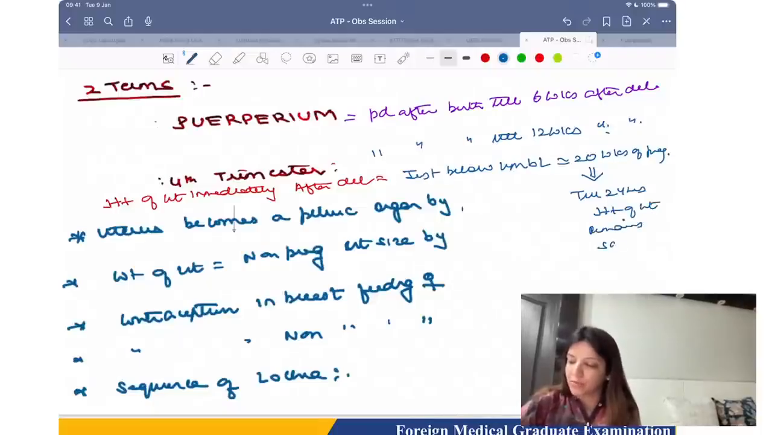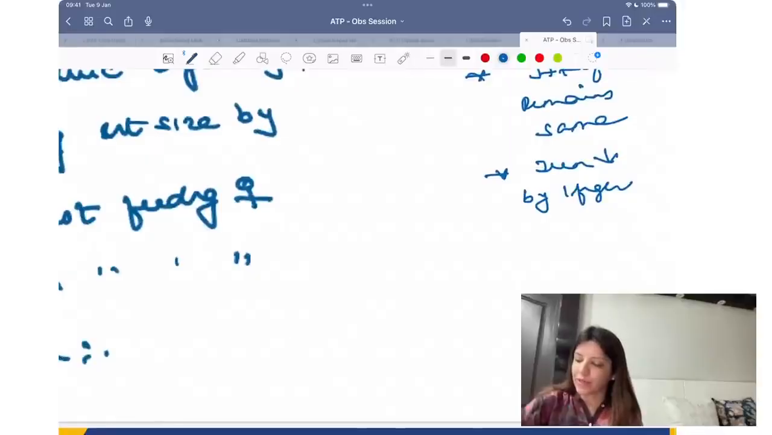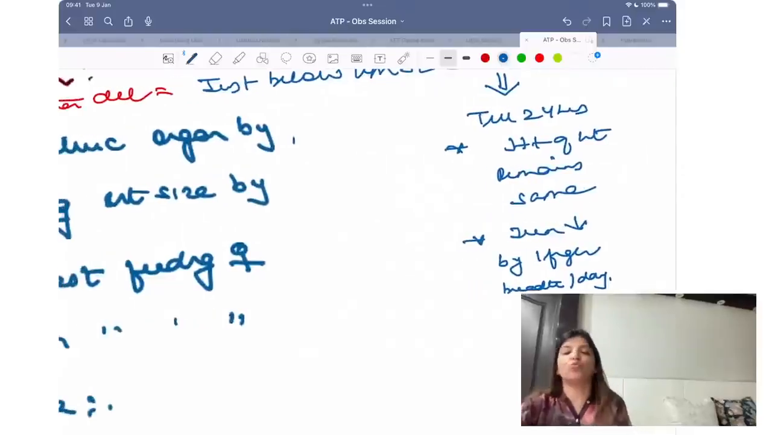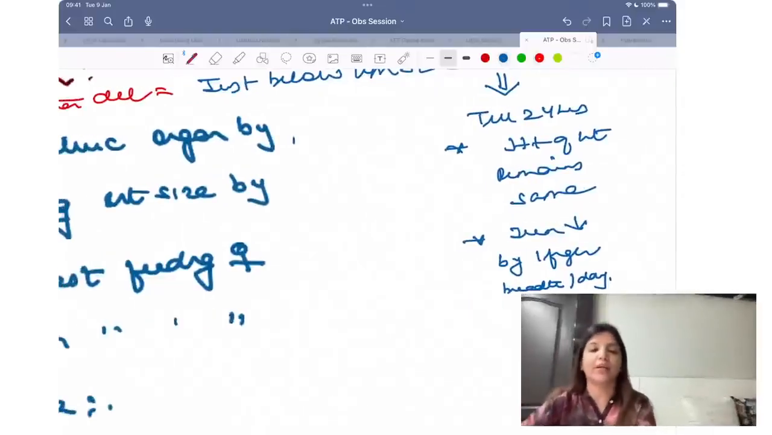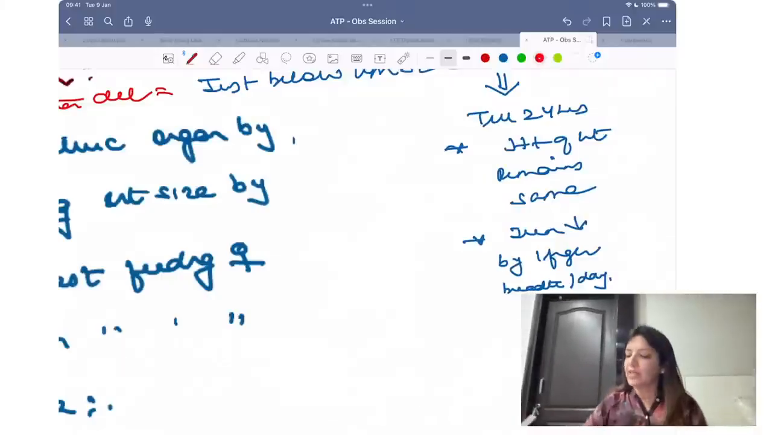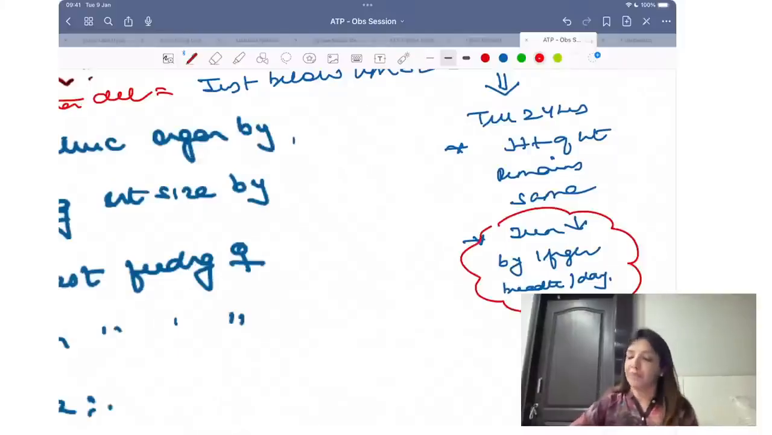Height of the uterus remains same. And then it decreases by 1 finger breadth per day. Right? So, in NEET, there was a question that on day 2, what will be the height of the uterus? On day 2, the height of the uterus will be 1 finger breadth below the umbilicus. Right? After that, it decreases by 1 finger breadth per day.